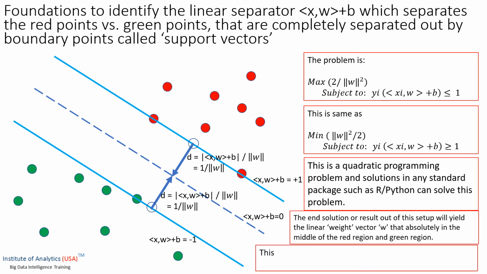So the end solution out of this setup will yield the linear weight vector w that absolutely defines the middle dark blue dotted line. The weight vector w and b are solved, and this maximizes the distance between such regions, same as saying the distance between the support vector lines.